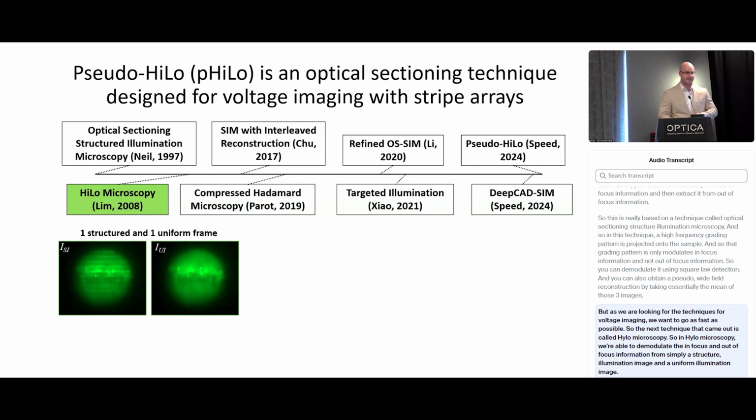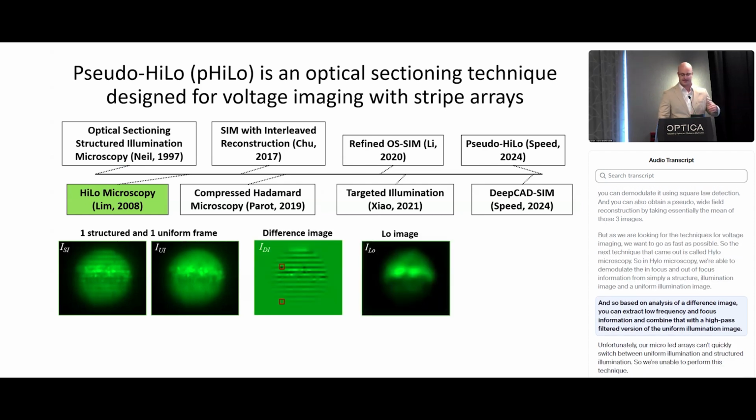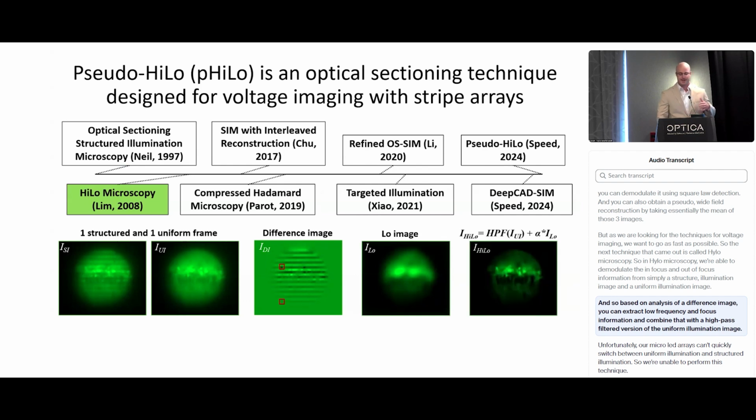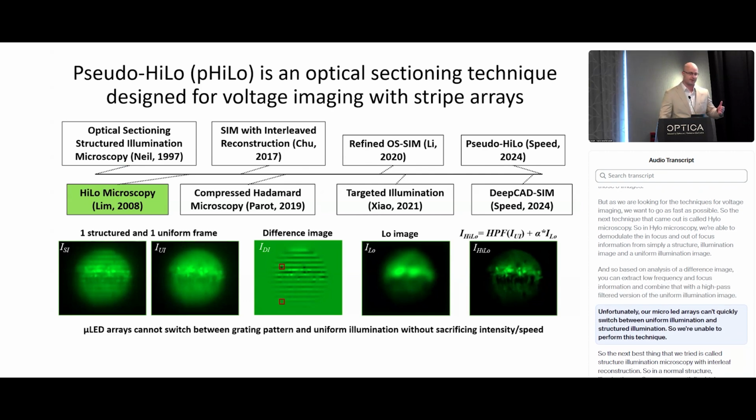So the next technique that came out is called HiLo microscopy. In HiLo microscopy, we're able to demodulate the in-focus and out-of-focus information from simply a structured illumination image and a uniform illumination image. Based on analysis of a difference image, you can extract low-frequency in-focus information and combine that with a high-pass filtered version of the uniform illumination image. Unfortunately, our micro-LED arrays can't quickly switch between uniform illumination and structured illumination, so we're unable to perform this technique.